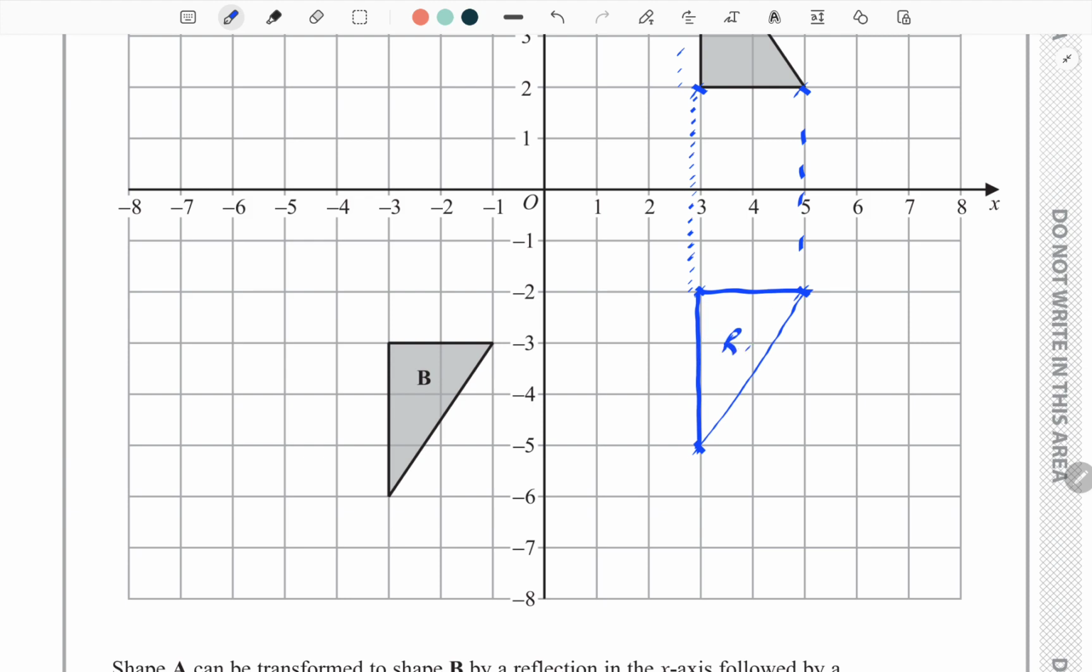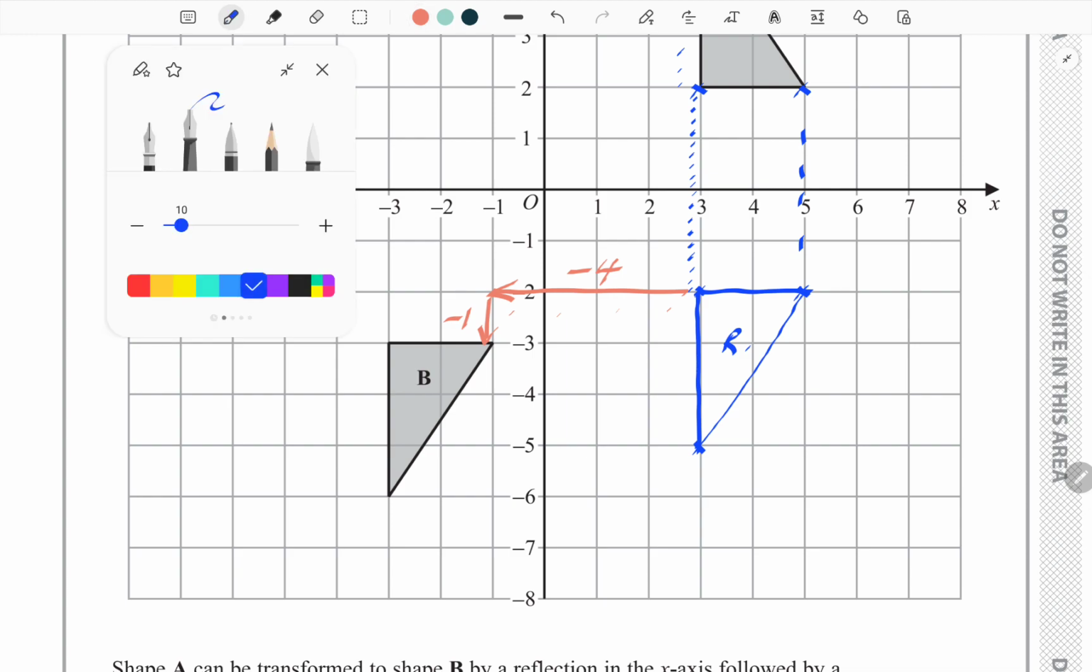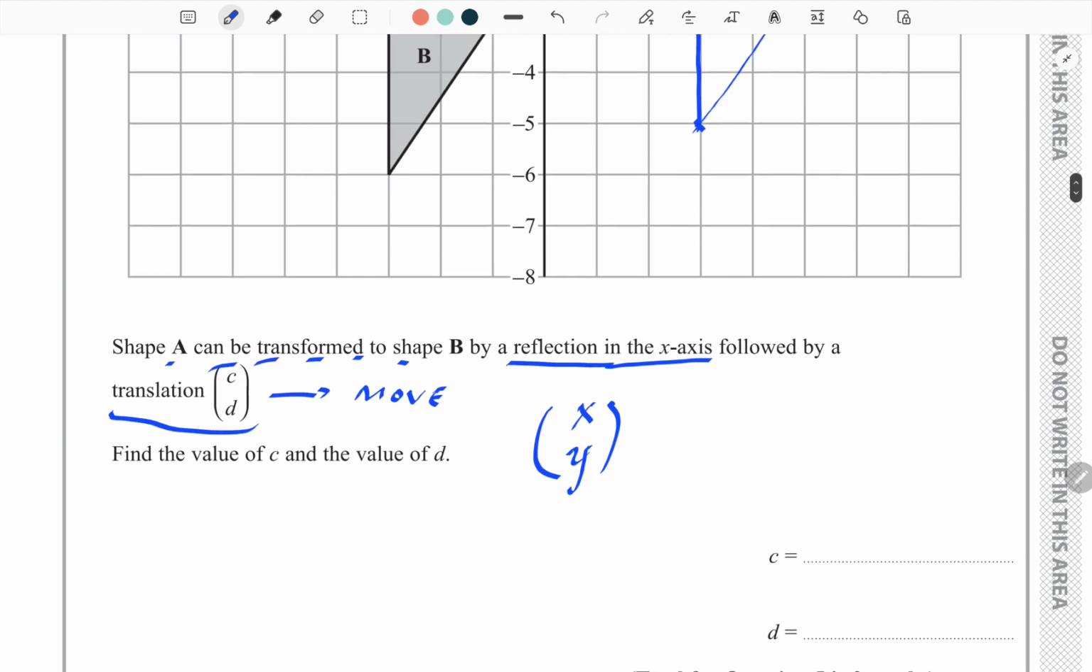So shape R now has to move across, and I'll show you what happens here. Has to go 1, 2, 3, 4. Now because it's going to the left, that is actually minus 4, because it's heading towards the negative X. And then it also has to go down. So that's minus 1. So effectively, your CD is minus 4, minus 1.